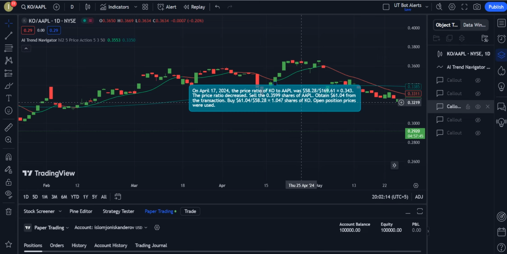How do we obtain 1.047 shares of Coca-Cola stock? Well, it's the $61.04 that we obtained from selling the 0.3599 shares of Apple stock, and we use that money to buy the Coca-Cola stock at a price of $58.28 per share. So we were able to obtain more shares of Coca-Cola stock during this transaction, and the open position prices were used for this transaction. Now we fast forward.